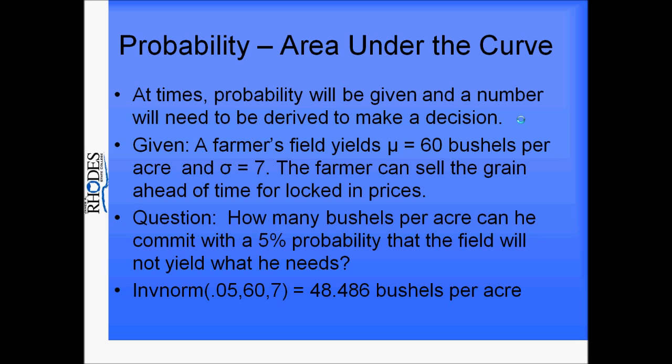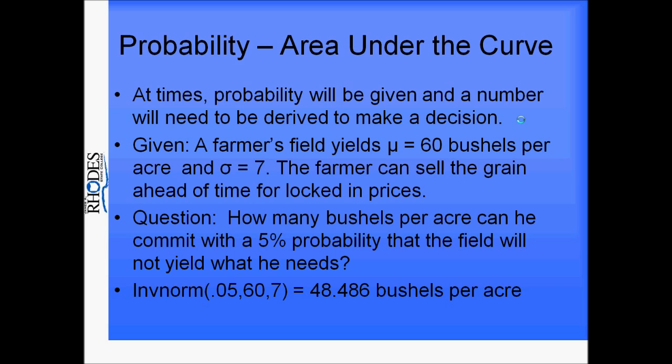So the way that you do that, you use inverse norm on the calculator, and I'll show you where that is on the next example, but it's basically close to the same spot as your normal CDF. It's just inverse norm. You type in 0.05, which is your probability of 5%, and then you type in your mean, which in this case was 60 bushels per acre, and your standard deviation, which was 7.